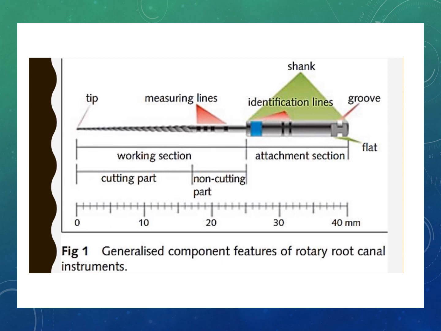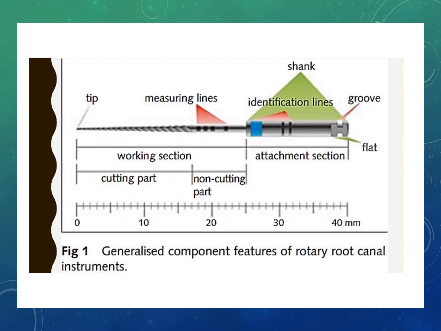So the first one, from the tip to the end of the shank, is your working section. All right, from the tip to the end of the shank. And then your working section consists of a cutting part and your non-cutting part. And next to that, it is called the shank. So that is the attachment section. So this is used to attach inside your handpiece, okay, rotary handpiece. And then there are some identification lines there.